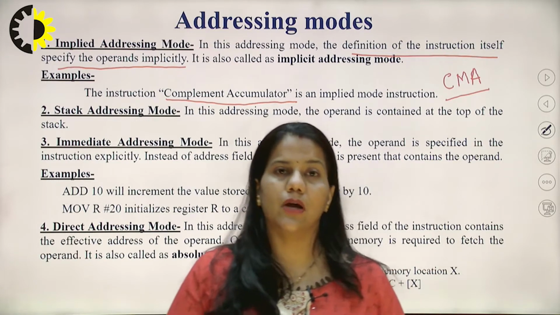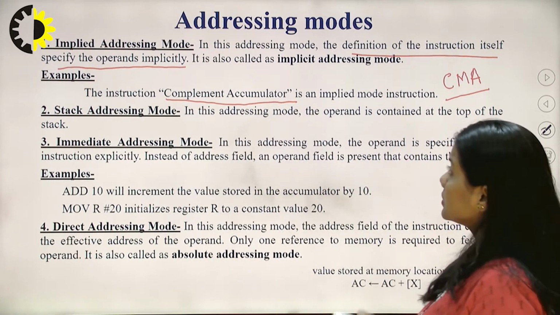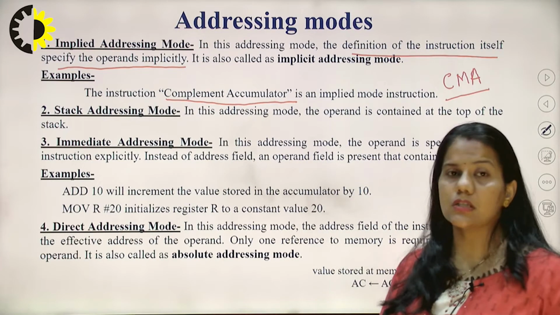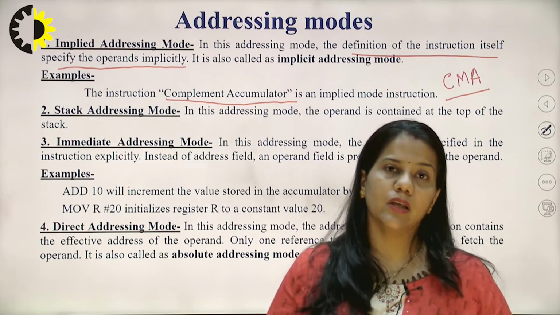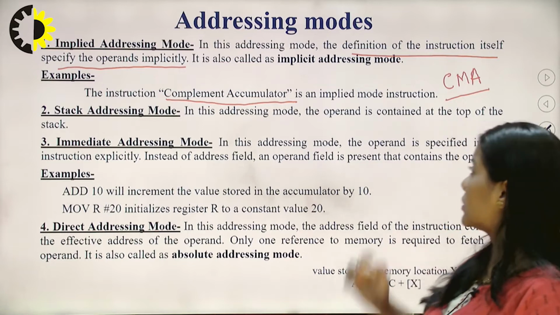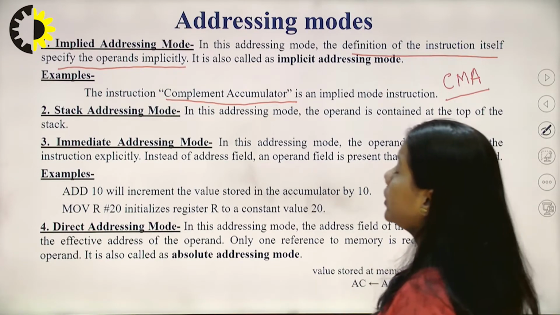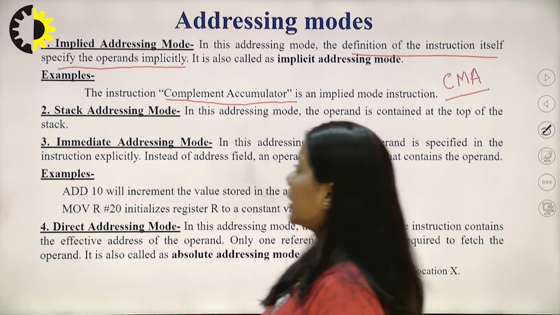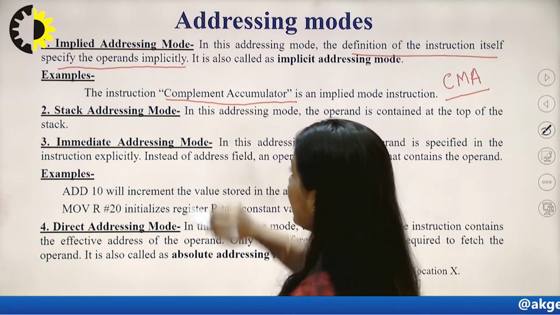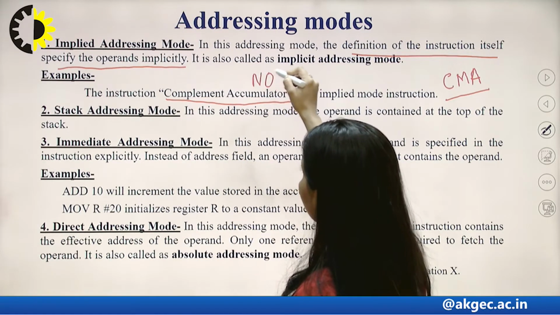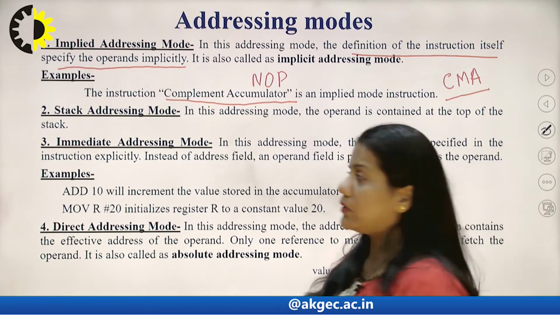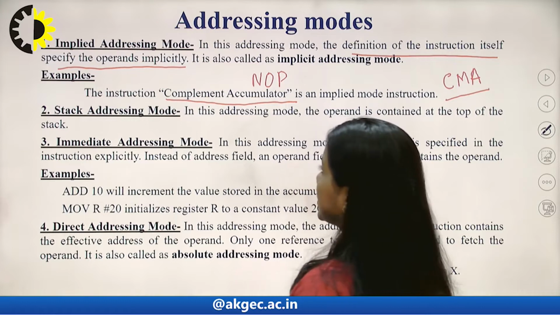So these types of addressing modes are known as implicit or implied addressing mode, where the presence of the operand is already implied. So no need to specify operands in this case. CMA is the perfect example of such an addressing mode. Before moving further, we can have another example for implied itself, that is NOP, no operation. NOP is another example. In this way, we can have a look at various examples from this category.